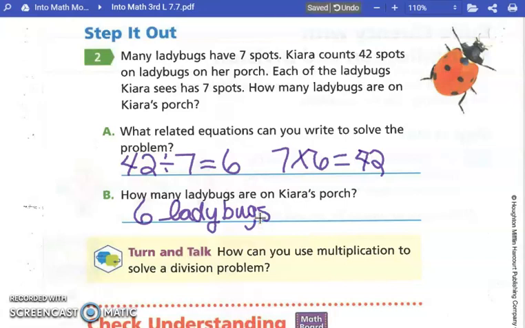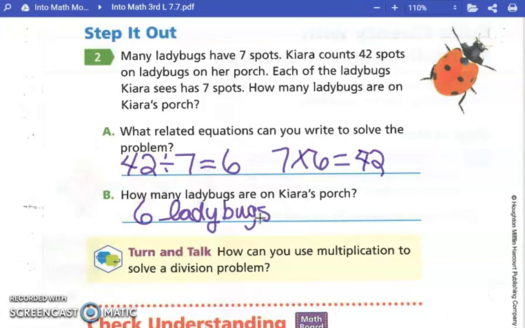How can you use multiplication to solve a division problem? That's what it wants to know in the turn and talk. What do they have in common, related addition or division and multiplication problems? They all have the same numbers, right?